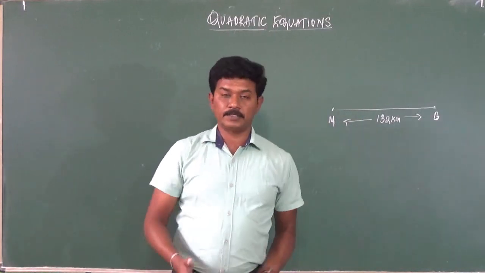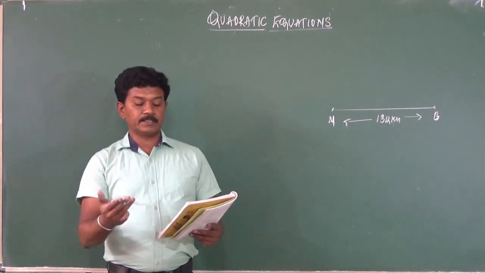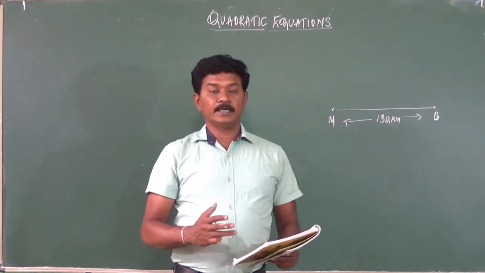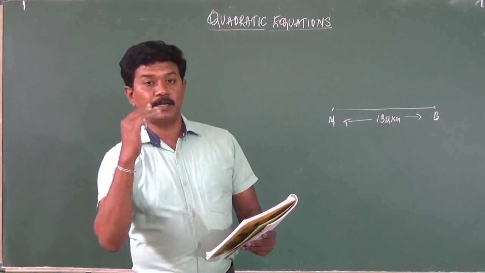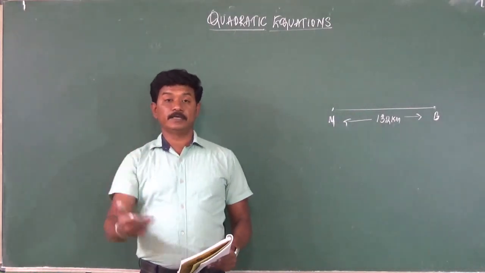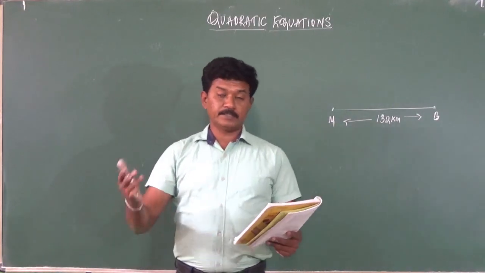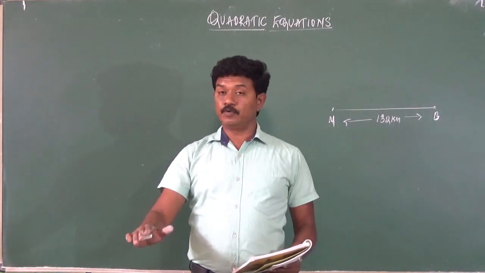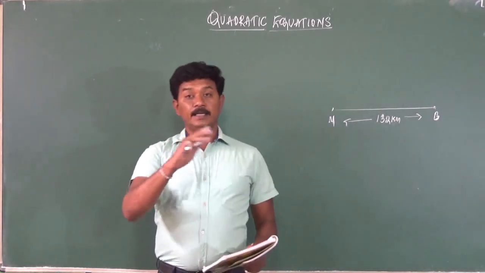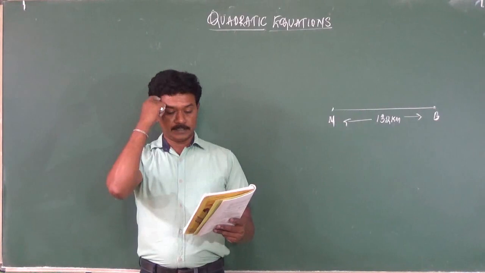So naturally the speed of the passenger train will be less when compared to the speed of the express train, because the express train is taking 1 hour less than the passenger train to travel a distance of 132 kilometers. So the speed of the passenger train is less because it is taking more time, and the speed of the express train is more because it is taking less time when compared to the passenger train.